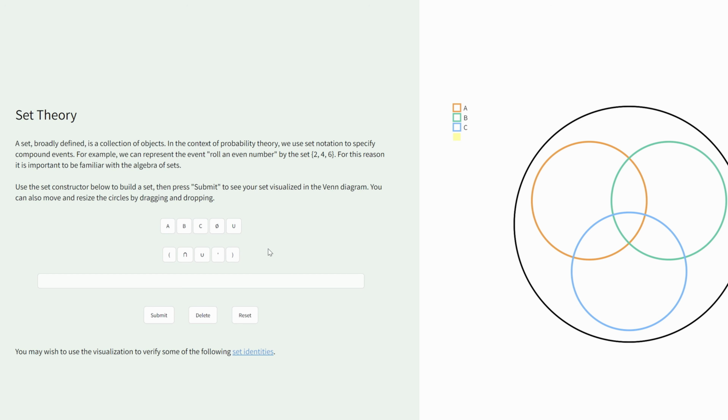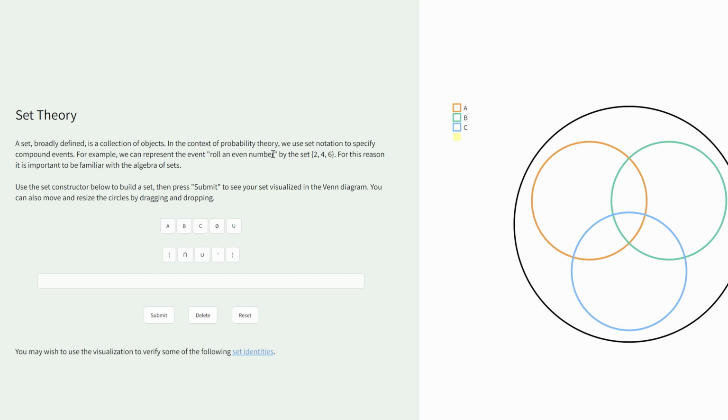Okay, so this chapter discusses further concepts that lie at the core of probability theory. Set theory. We will love a bit of set theory, being able to include and exclude things together. So this is a typical Venn diagram. A set is broadly defined as a collection of objects, right? So A, B, and C.